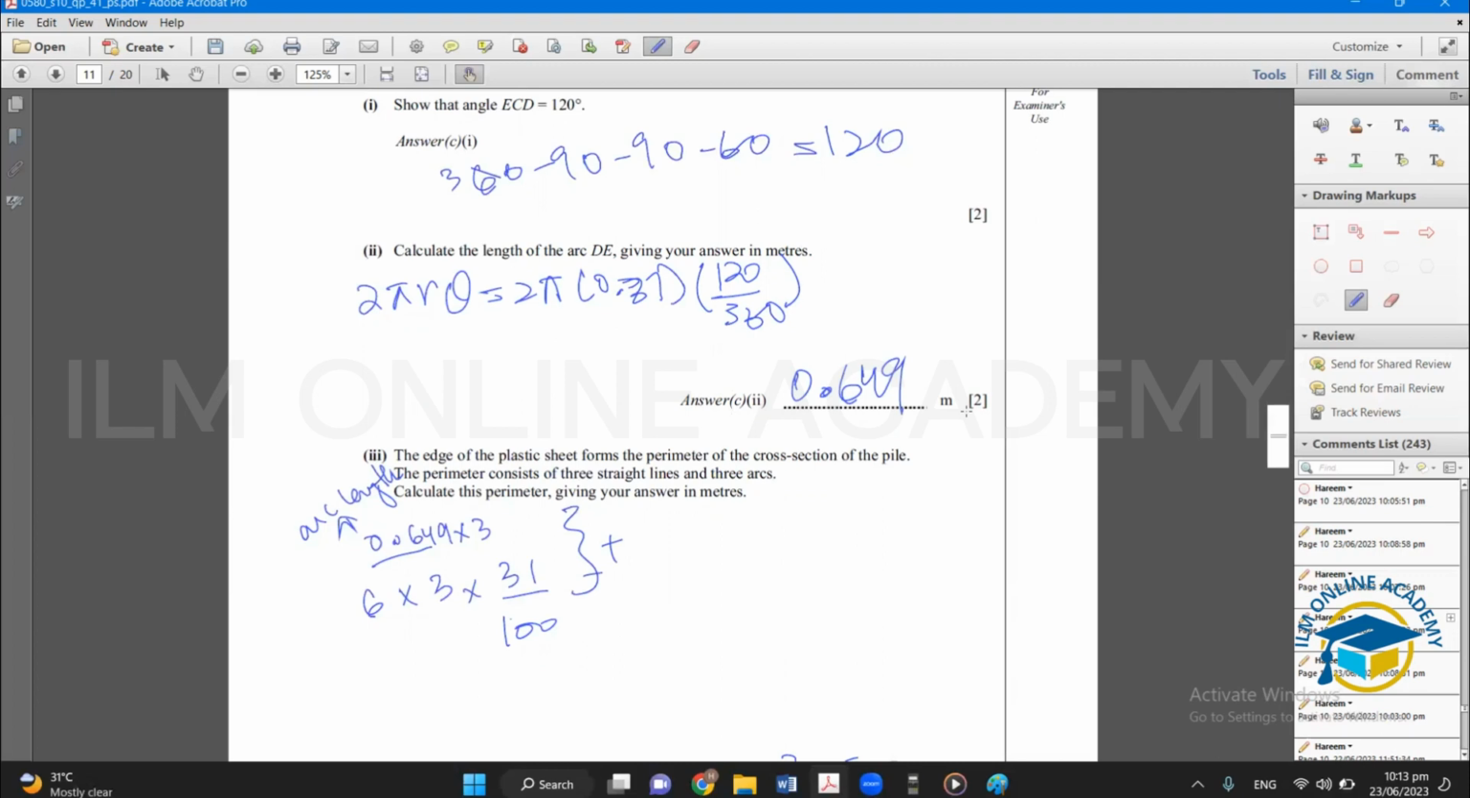Now they are saying the edge of the plastic sheet forms the perimeter of the cross section of the pile. The perimeter consists of 3 straight lines and 3 arcs. Calculate the perimeter, giving your answer in meters. What are they saying? That the edges of the plastic sheet forms the perimeter.